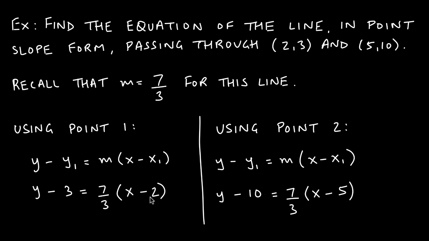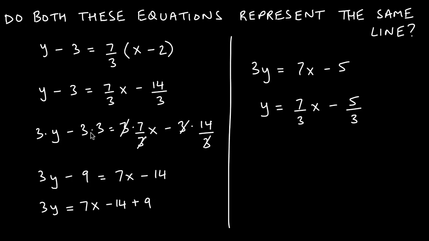So if we start with a different form, say point slope form, can we still get the equation in slope-intercept form starting here? Or in other words, do both these equations represent the same line? If we start with the first one, we can distribute the 7 over 3 into here. 7 over 3 times x gives me 7/3 x. 7 over 3 times negative 2: I multiply the 2 with the 7. That gives me a 14 on top, and the 3 just comes down.